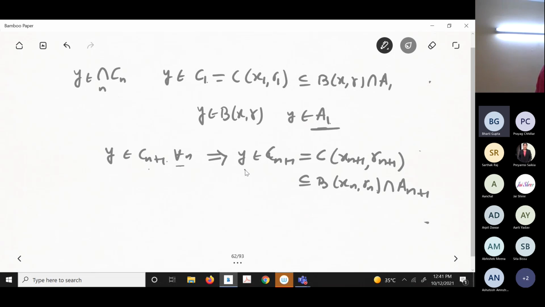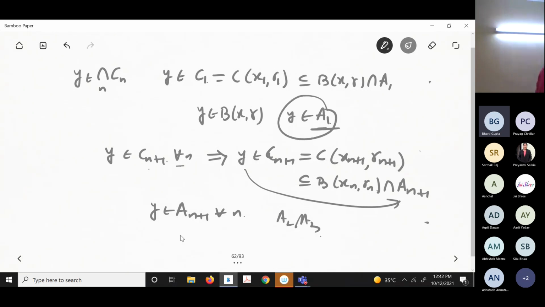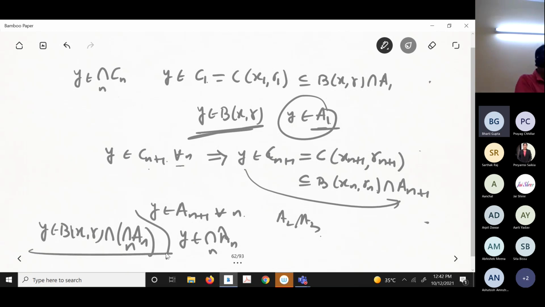So now look, Y is here for all n. That means for A2, A3, it is starting A2, A3 like that. But already I have proved here that Y belongs to the intersection of this, and also I have proved Y belongs here, so Y belongs to this. That exactly I needed to prove, and I have proved. So it's a basis. I have shown that a countable intersection of any dense open sets is again dense.